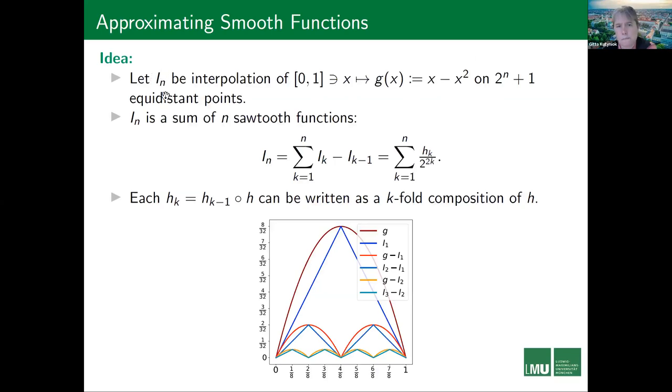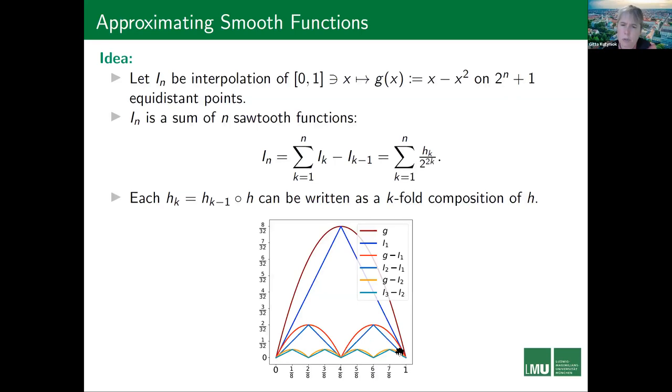And this I_1, I would now like to be the interpolation with just 3 equidistant points. What you see here, first take a look here: this I_1 is just this function. It interpolates g at 3 points, namely at this point and at this point. Then if I take the difference, g minus I_1, I get this red curve.